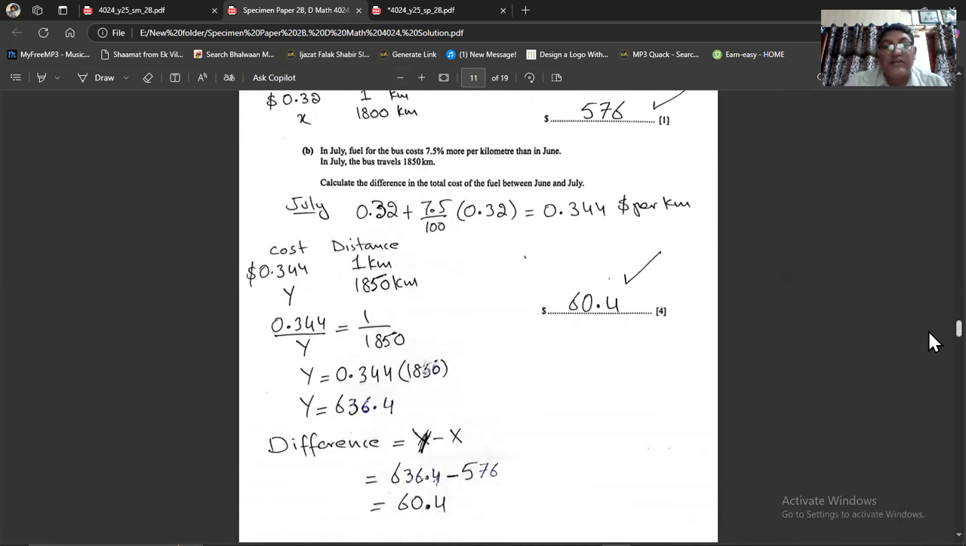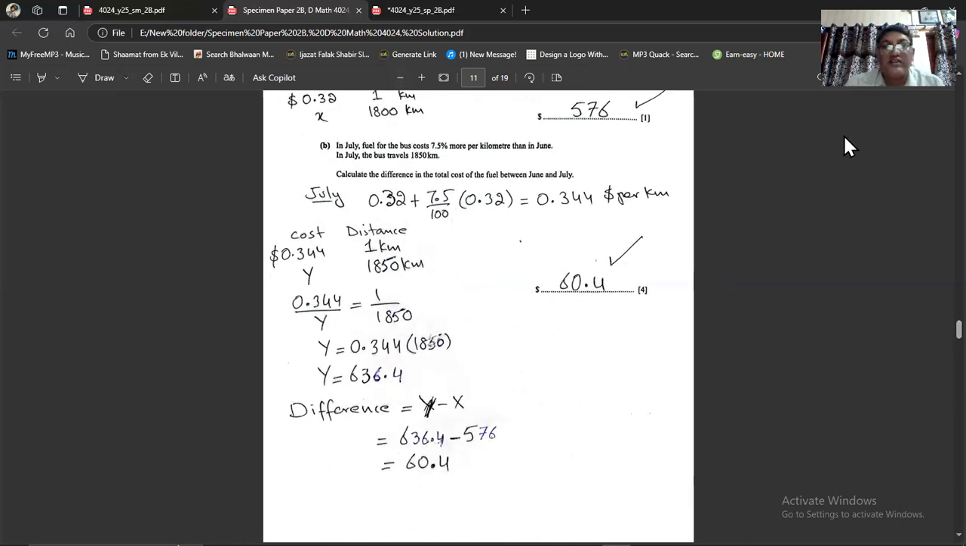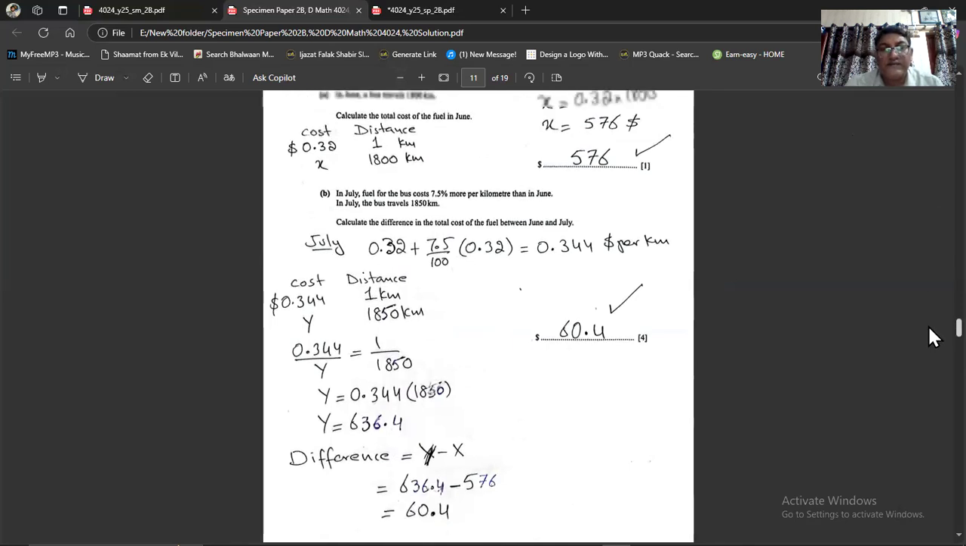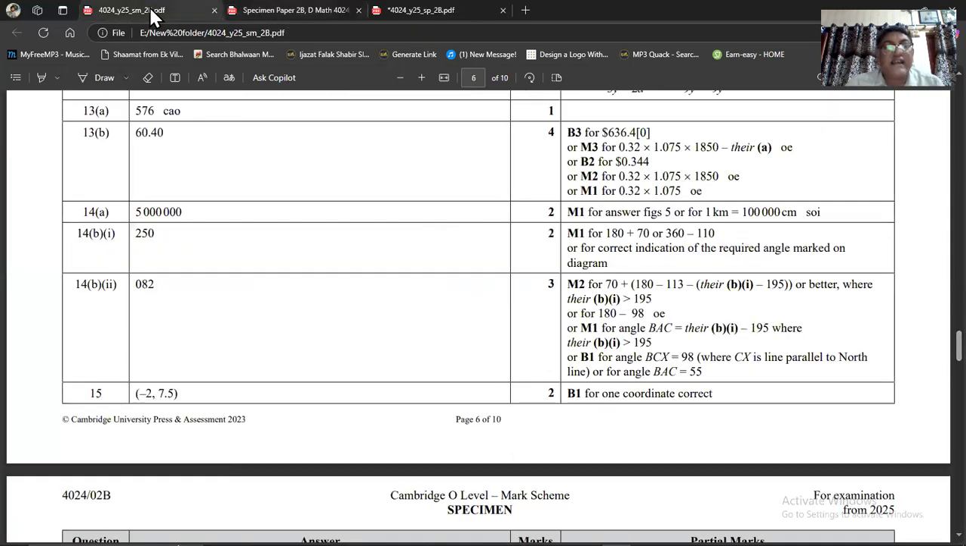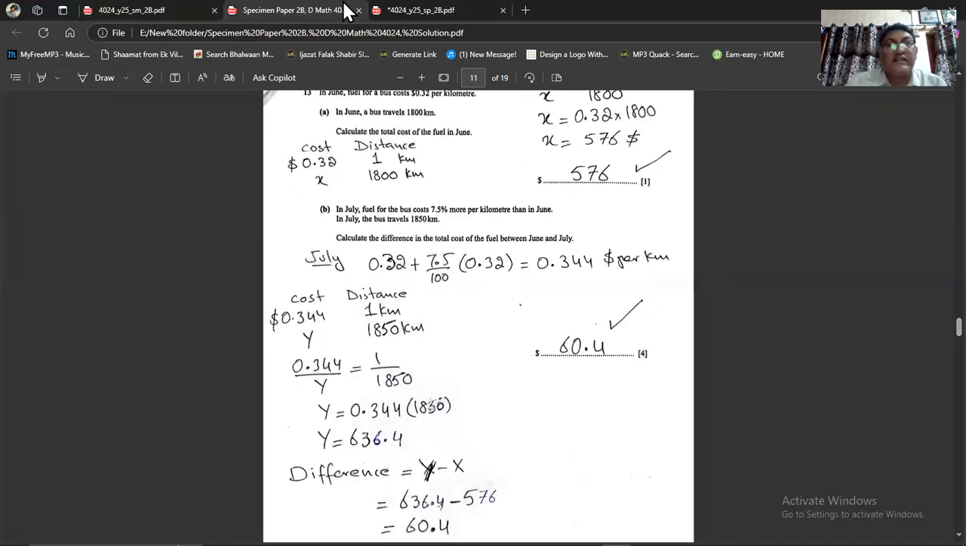Now the difference of the money is in July and June, both the costs we have, and we will subtract them. So 636.4 minus 576, and that will be $60.4. So the difference of the cost is $60.4. $60.4 is the answer, sir. 60.4 is the right answer, sir. I hope you understand, sir.